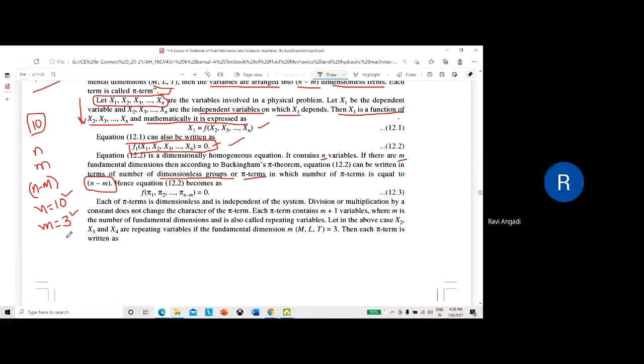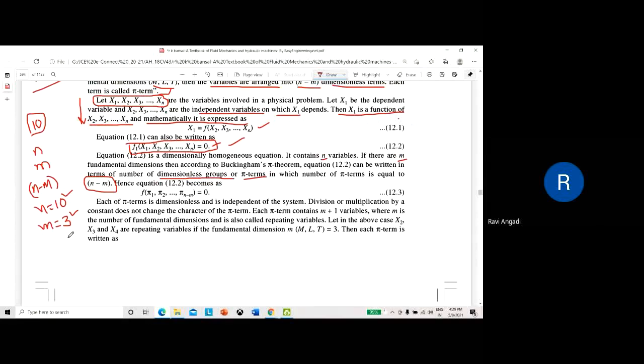7. The statement itself says that if there are n variables, and m fundamental dimensions are present, then the dimensionless groups are expressed as n minus m. For example, if n equals 10 and m equals 3, how many dimensionless groups will you get? 7. Those 7 groups are called pi terms.